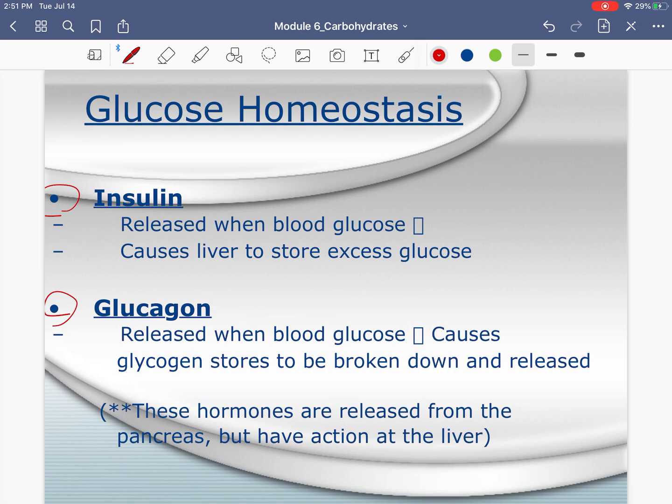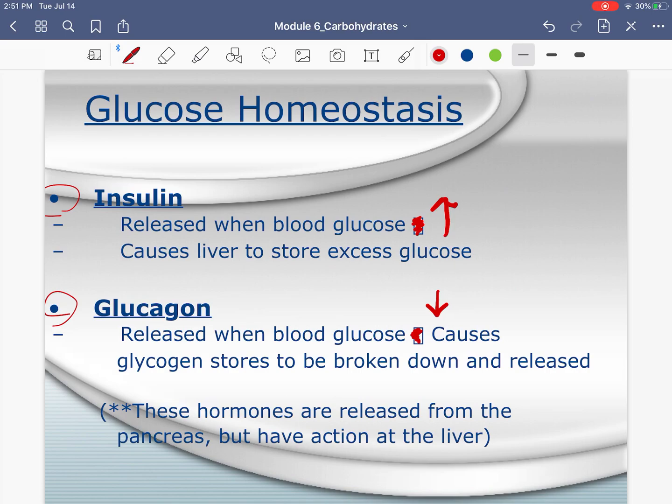I can see that my characters didn't show up here, but that's why I got this fancy pen. Insulin is released when blood sugar is high. Glucagon is released when blood sugar is low. You need to know these. So if you have a big meal, your pancreas will release insulin.